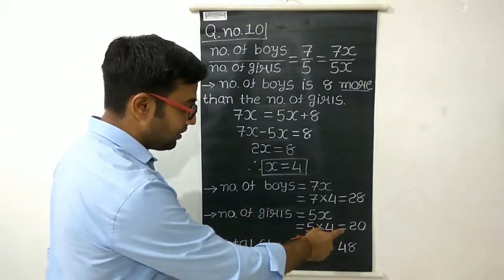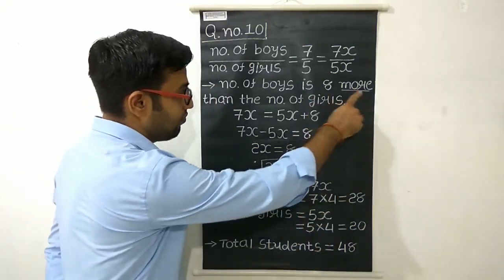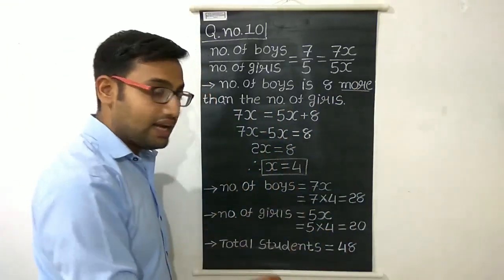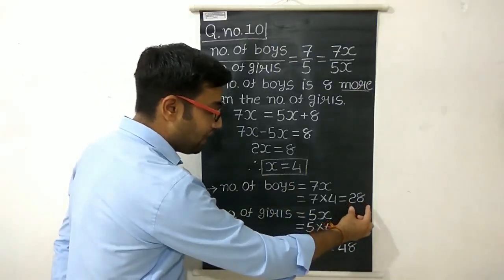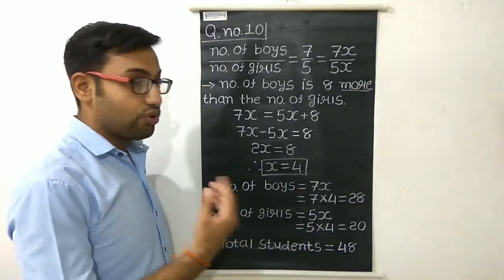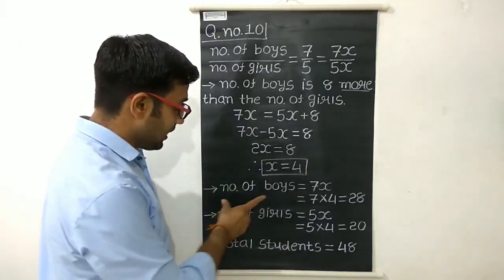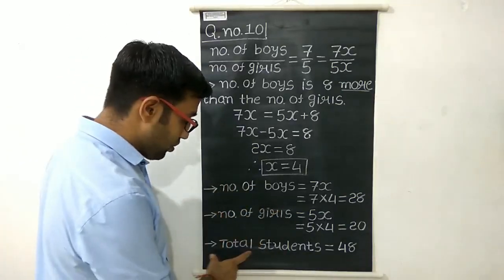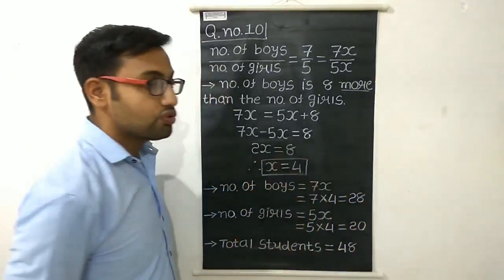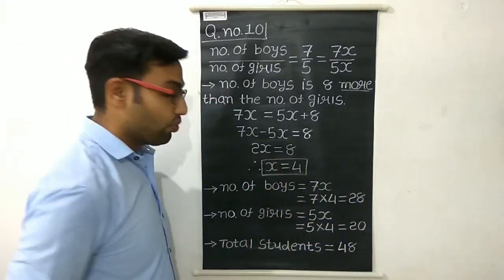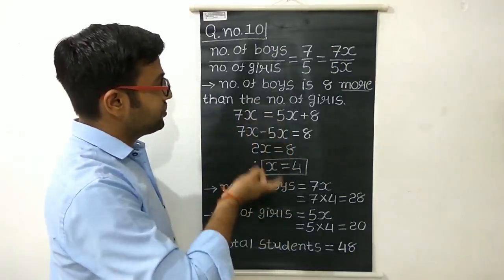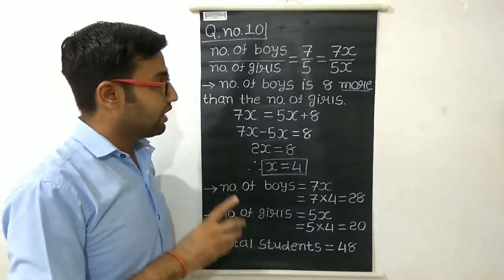You can notice here that the number of boys is 8 more than the number of girls. Yes, because the number of girls is 20, and by adding 8 to this we get 28, and 28 is the number of boys. Okay, what have we been asked? We have to find the total strength of the class. Total strength of the class means number of boys plus number of girls. So the total students in the class is 28 plus 20, which is equal to 48. So this is the total strength of the class. In this way we can solve this type of question in which the ratio of two quantities is given.